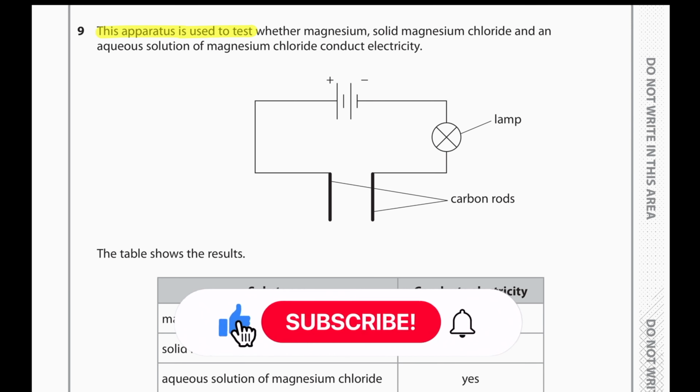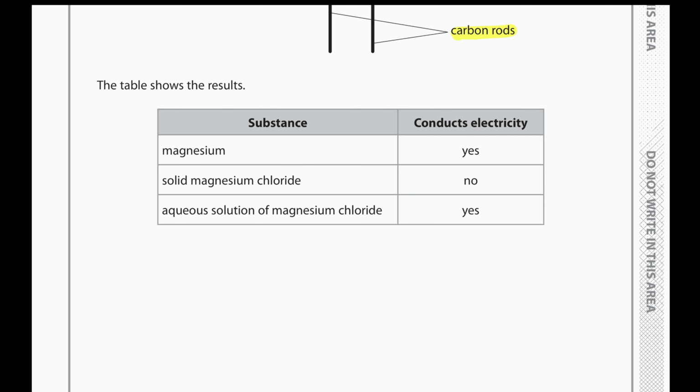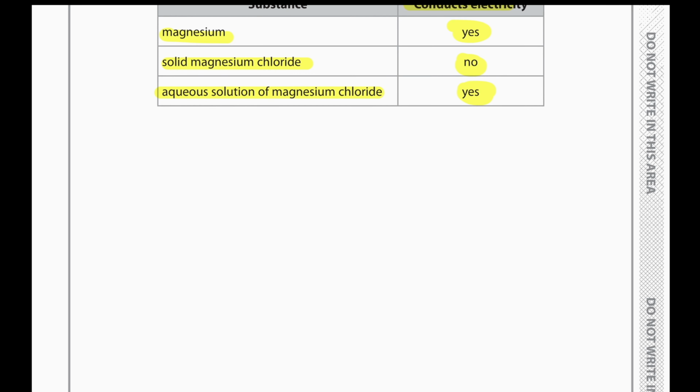This apparatus is used to test whether magnesium, solid magnesium chloride, and an aqueous solution of magnesium chloride conduct electricity. So we can see that there is a battery or power supply, and then we have the lamp to indicate that the electrolysis continues, and carbon rods which are used as electrodes. Substance magnesium, does it conduct electricity? Yes. Solid magnesium chloride, obviously it will not conduct electricity because there are no free ions. An aqueous solution of magnesium chloride will conduct electricity because there are free ions that can carry the charge.